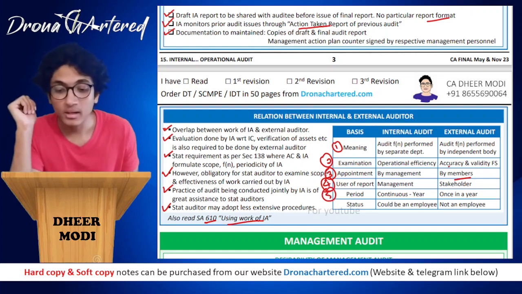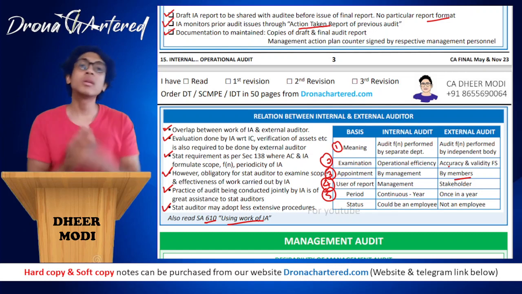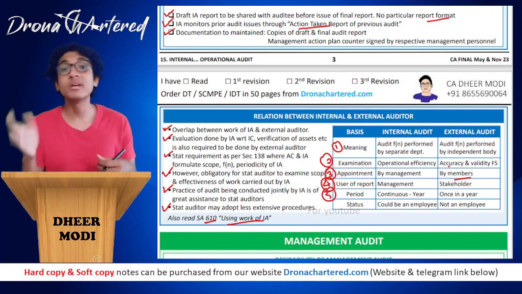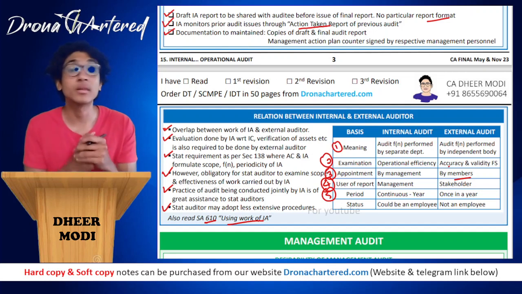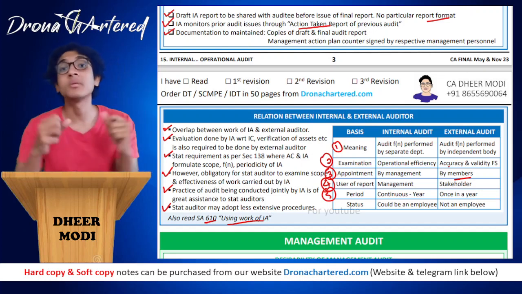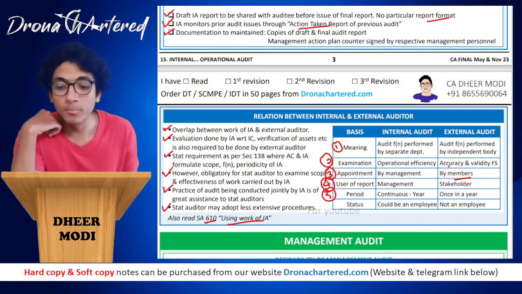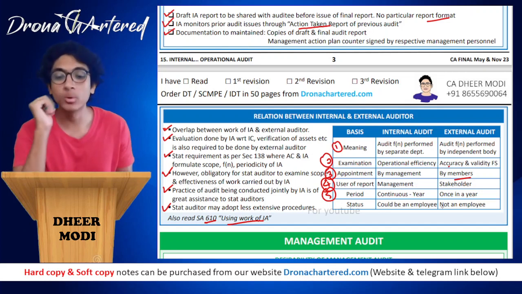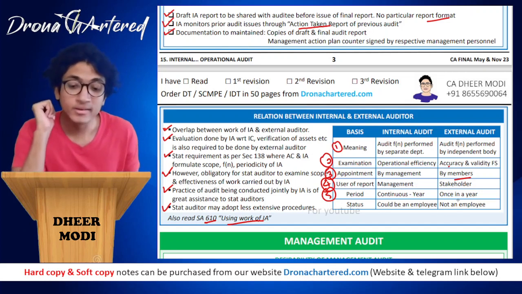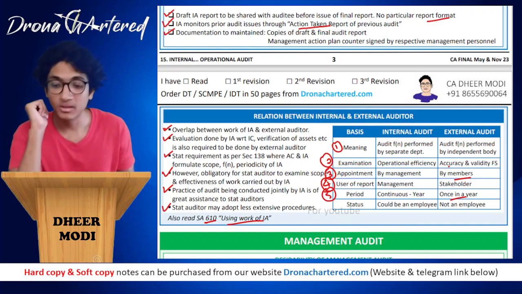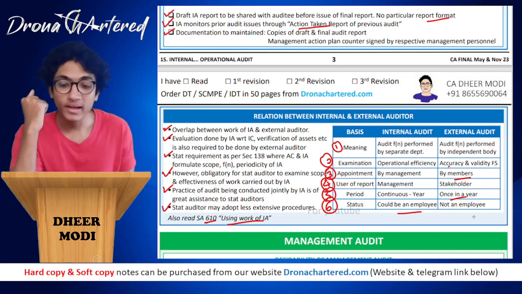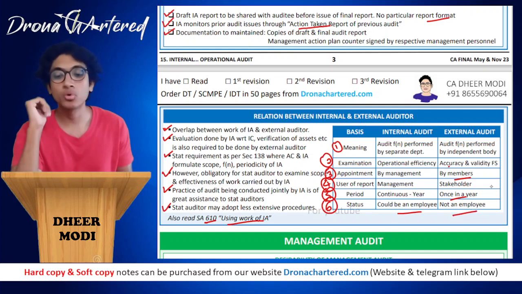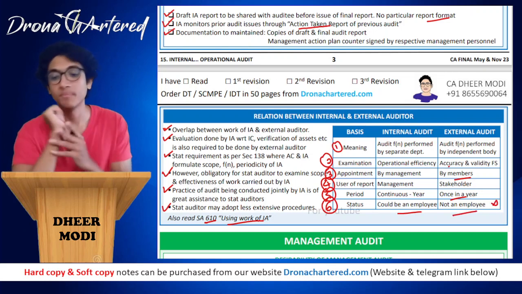Next is your period. Internal audit goes throughout the year, because throughout the year you are doing different functions. Sometimes you're doing revenue, sometimes procurement, sometimes fixed asset, sometimes treasury, sometimes order to cash. So all of these different components, therefore it is continuous, throughout the year, while your external audit is once in a year. And last is with regards to status. It could be an employee who does the internal audit, while the external auditor is not allowed to be an employee.